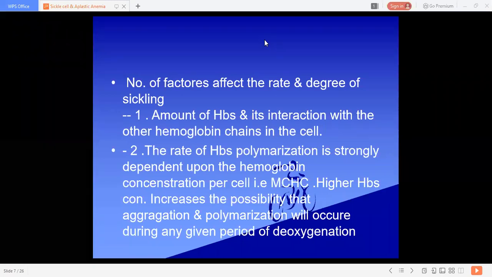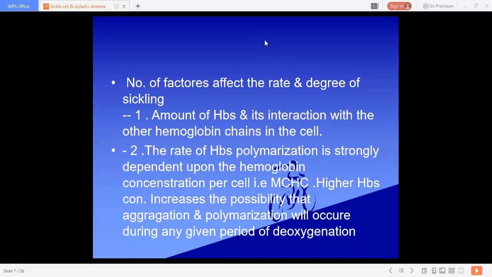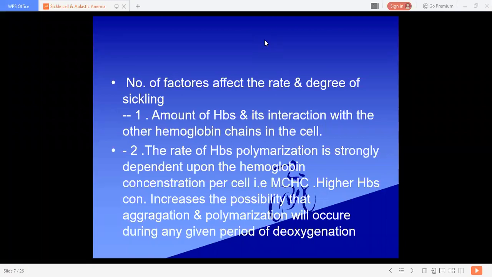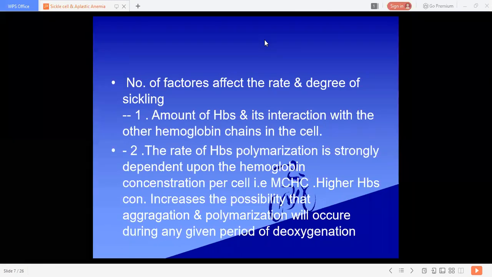That is the part which affects the rate and degree of sickling. Second is the rate of HbS polymerization. It is strongly dependent upon the hemoglobin concentration per cell. So the rate by which this polymerization occurs depends upon the hemoglobin concentration per cell, that is MCHC.